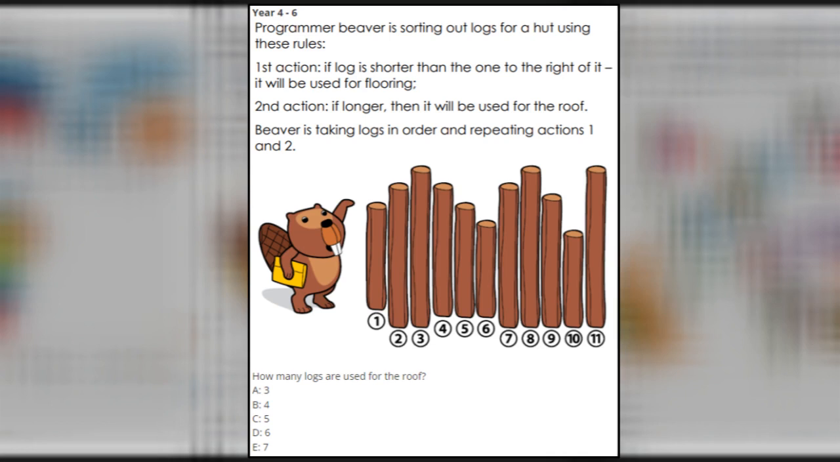Number 6 is shorter than 7. Number 7 is shorter than 8. Number 8 is longer than 9, so that's a 4th one there. Number 9 is longer than 10, so that's a 5th one. And number 10 is shorter than number 11. So we had 5 logs which are being used for the roof. And as we can see, we've got option C, which states 5 logs, which is the correct answer. So I hope you got that right. Please do give that another go during the next challenge.